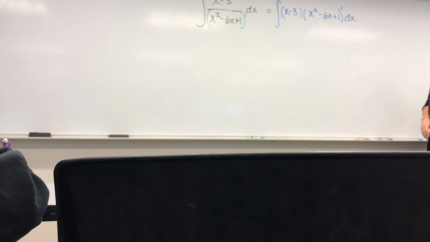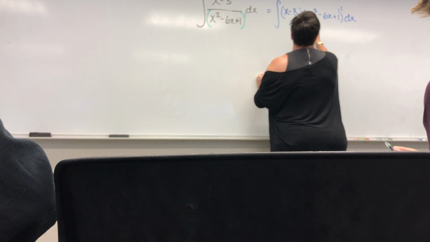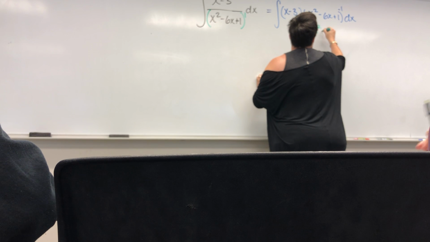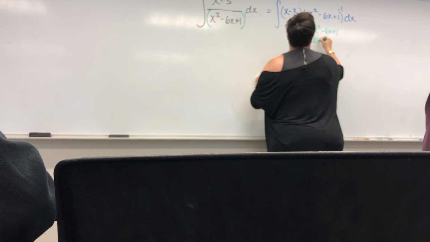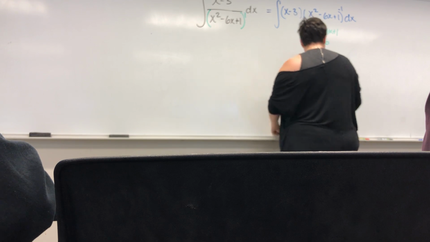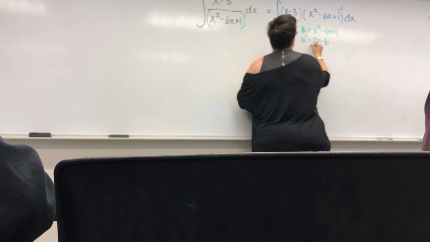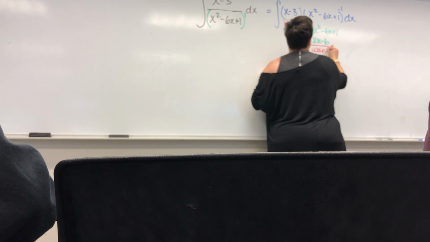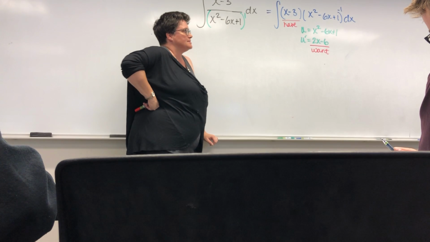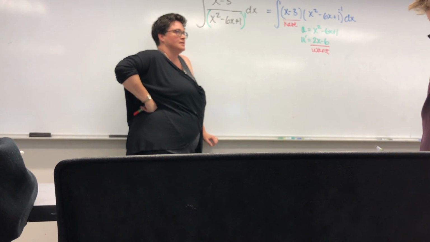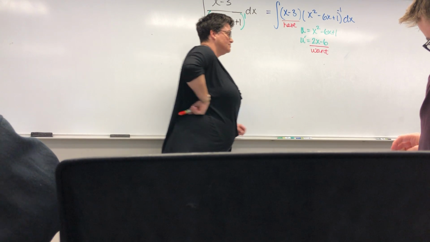All right, great. So what's my u? x squared minus 6x plus 1. Nayeli and Maria had it. u prime is 2x minus 6. What do we have where u prime needs to live? x minus 3. And what do we want? Always u prime. So what do I need to multiply by to get 2x minus 6? 2. And if I multiply by 2, I must also divide by 2.